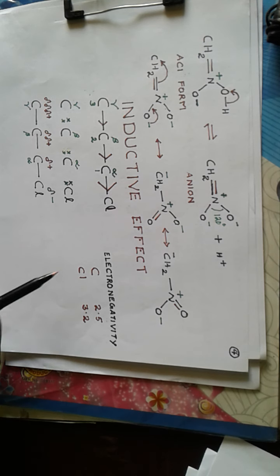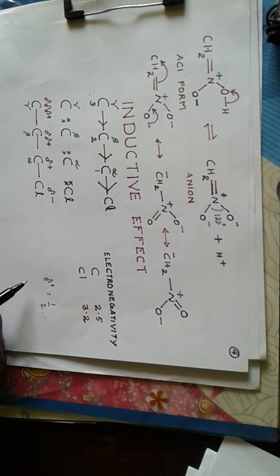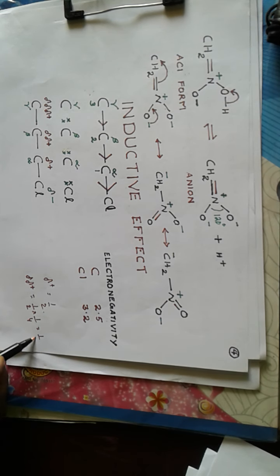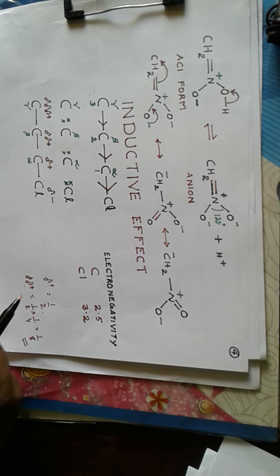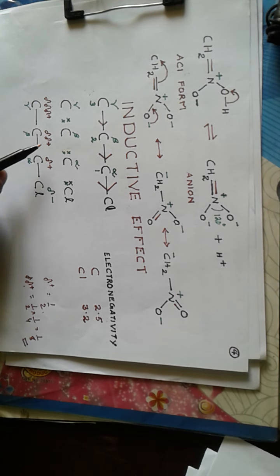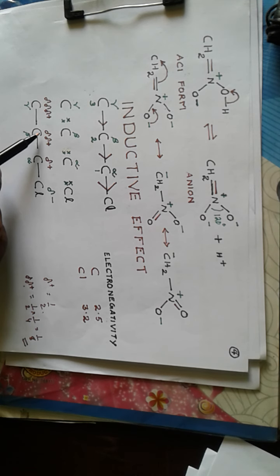If delta positive is 1/2, then the next delta positive equals delta into delta positive, that is 1/2 into another fraction, say 1/4, that is 1/8. So if the first delta positive is 1/2, then the next will be 1/8. That means the first is higher than the second, so the charge on beta carbon is lower than that on alpha carbon.